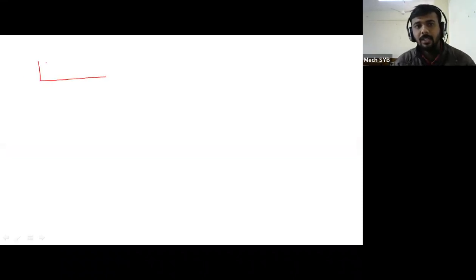So first of all, we have to draw the figure as per the statement. So first, I will draw the steel shaft as they have mentioned in the statement.